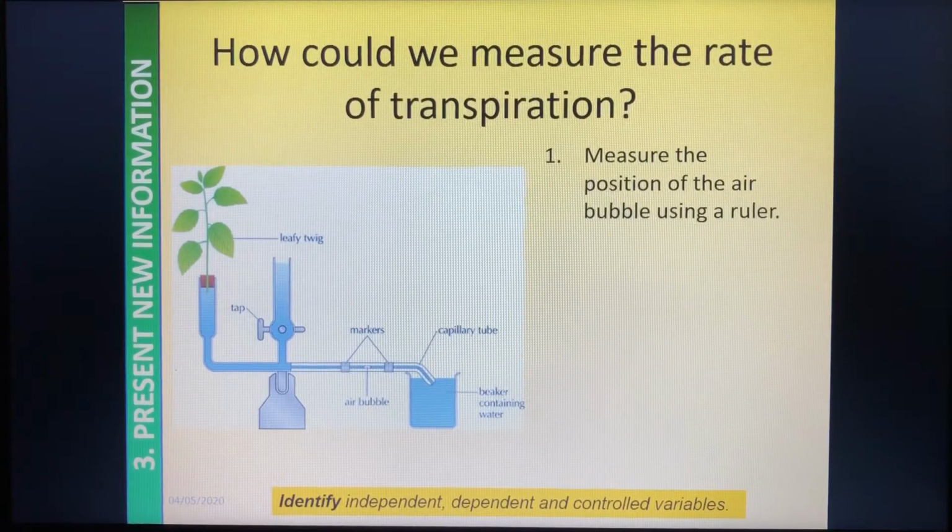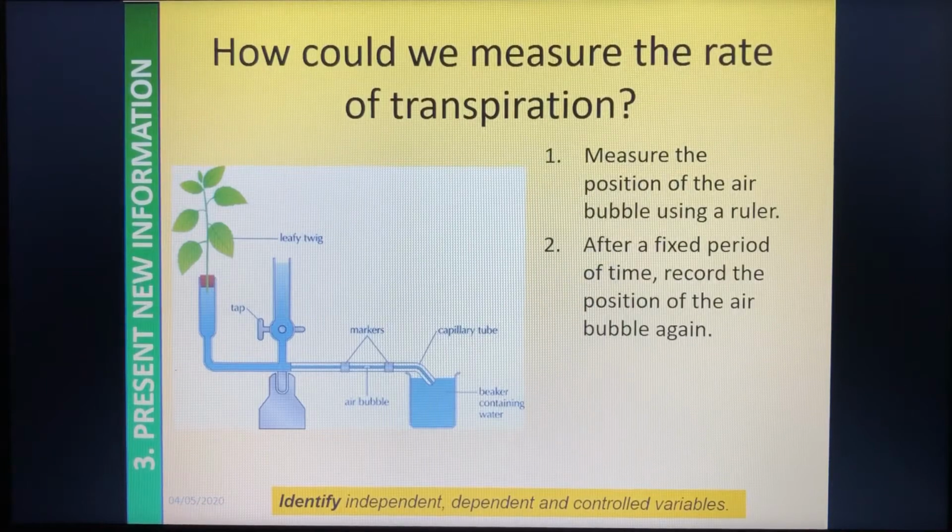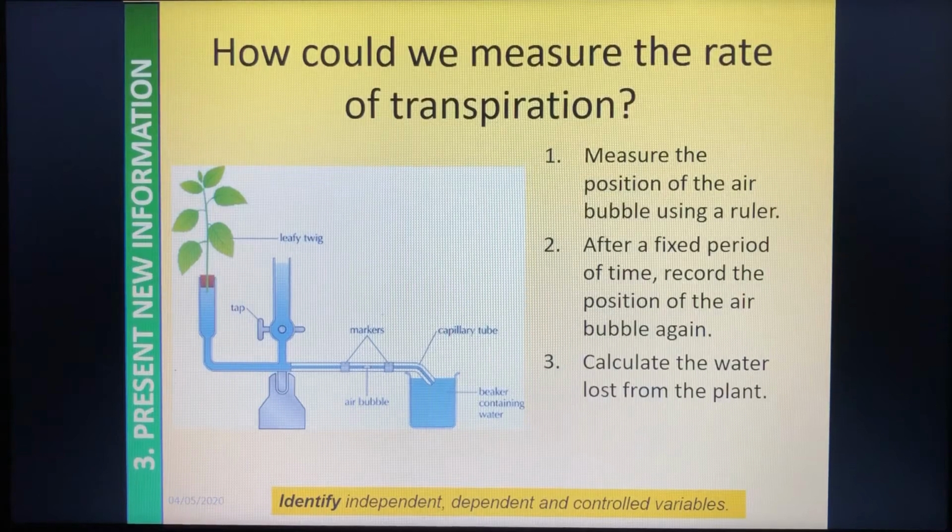We measure the position of the air bubble using a ruler, and then after a fixed period of time, so we leave it exactly the same way. Rather than looking at the mass change in this method, we look at how far that bubble moves, and then we calculate the water lost from the plant, and then we can repeat at different temperatures.